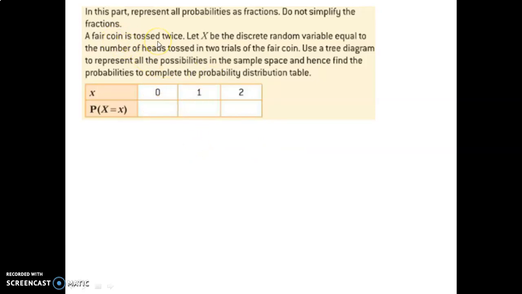A fair coin is tossed, a coin that has a 50-50 chance of getting heads or tails, and let X represent the discrete random variable equal to the number of heads tossed in 2 trials. So again, if you flip a coin twice, how many heads can you get? Well, you can get 0 heads, 1 head, or 2 heads. What's the probability of each of those?